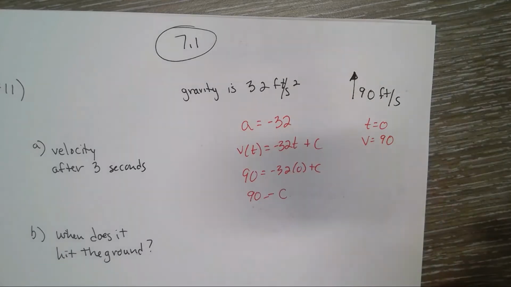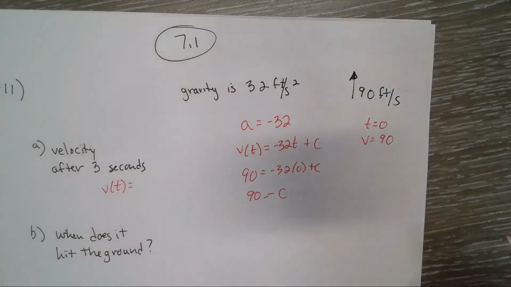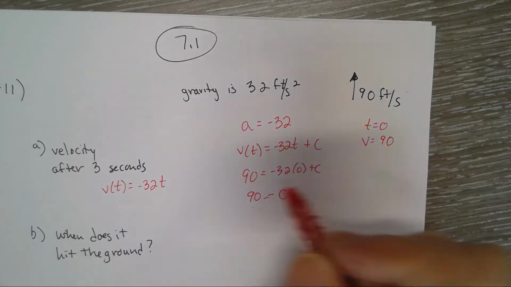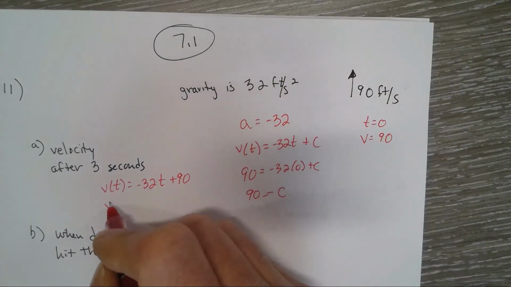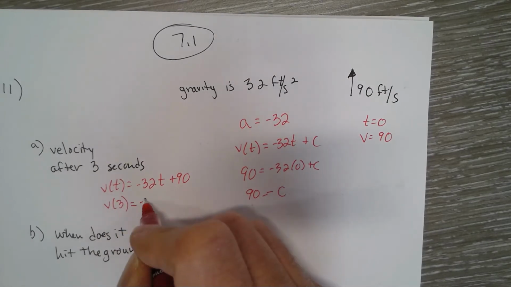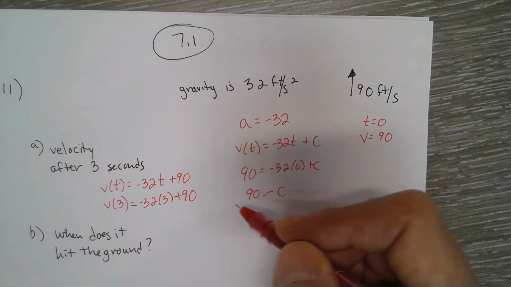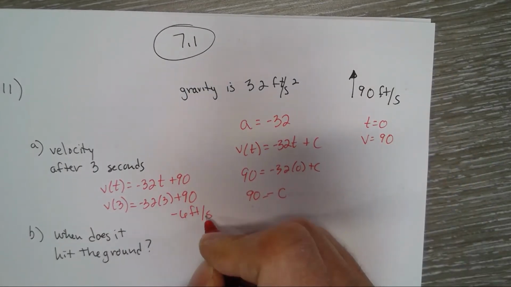So our velocity equation is negative 32t plus 90. Alright, so what's our velocity at 3 seconds? Negative 96 plus 90, so negative 6 feet per second, looks like.